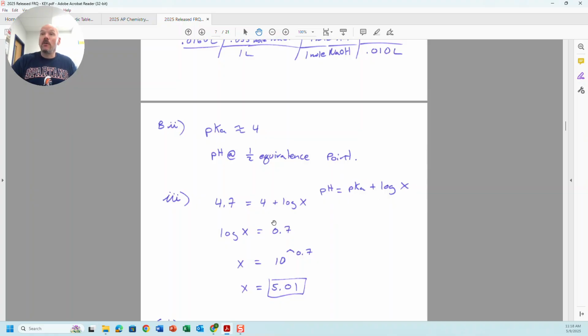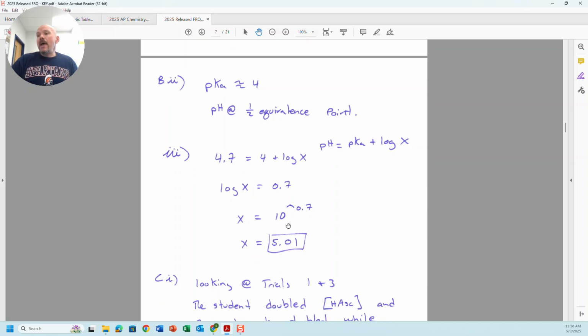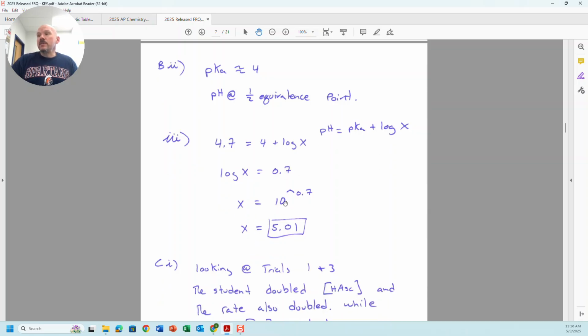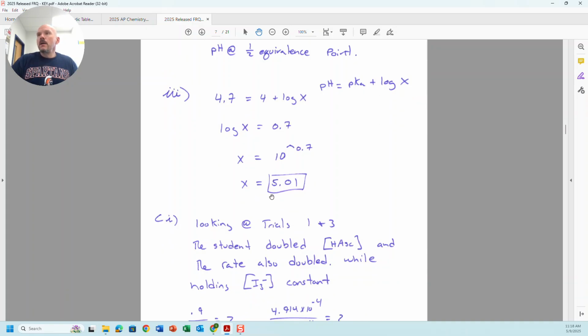So basically we're just solving for x. So hopefully we remember how to deal with logarithms. So 4.7 equals 4 plus the log of x. So that means the log of x equals 0.7. If you had said 4.1 for your pKa, then you would have log of x equals 0.6. And then to solve for x, we would just do 10 raised to the 0.7, or if you had, again, 0.6, 10 raised to the 0.6, and I get a ratio of 5.01, okay? Now, again, yours might be different if you used the pKa as 4.1, okay?